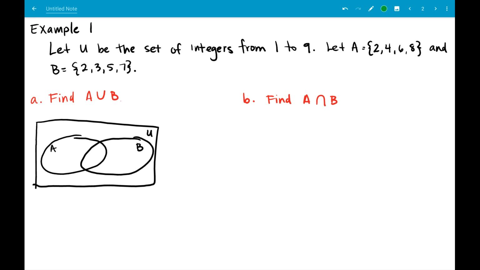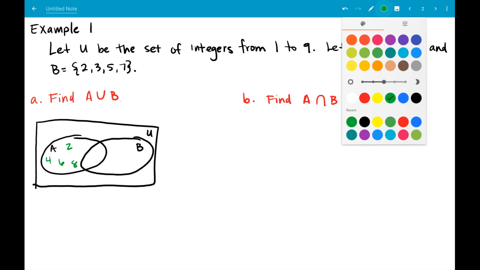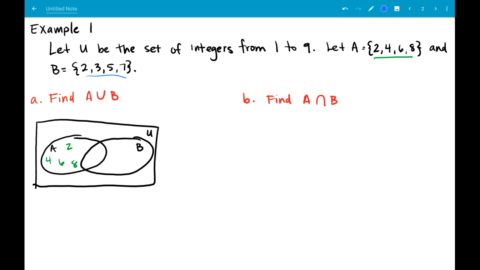My A values, I can do these in green, are 2, 4, 6, and 8, so I can write them out here. Now set B are 2, 3, 5, and 7. Notice that both set A and set B share 2. I wanted to erase that little 2 here, but we'll just cross it out. Since they both share 2, we'll just write that in the intersection part.